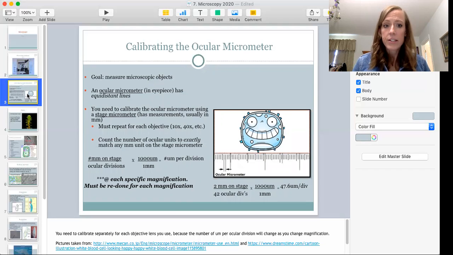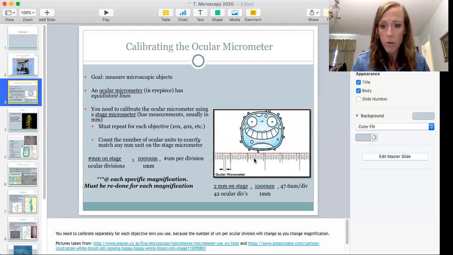Now, the next goal is to measure something that you would be placing on your stage. So you might have a slide that you prepared and you have a cell that you want to know how big that cell is. Well, there's a way to go about this that I will describe, and we will have you do in lab this week as well. In the eyepiece, in the ocular, there is a specialized lens which has equidistant lines on it.